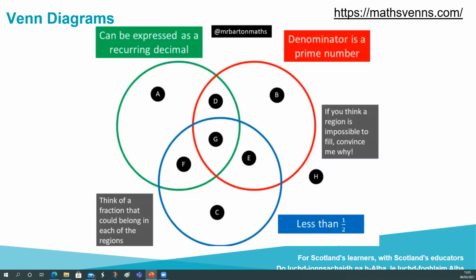And then this is how it can begin to be used much further into children's mathematical understanding. Venn diagrams are great for exploring properties of shape and number. The one on the screen here looks at fractions, and you're being asked, can you think of a fraction that could fit into all of the different regions? If we look at region B here, you're looking for a fraction where the denominator is a prime number. But by the time you get into region G, you're also looking for a fraction that can't be expressed as a recurring decimal and is not less than a half.